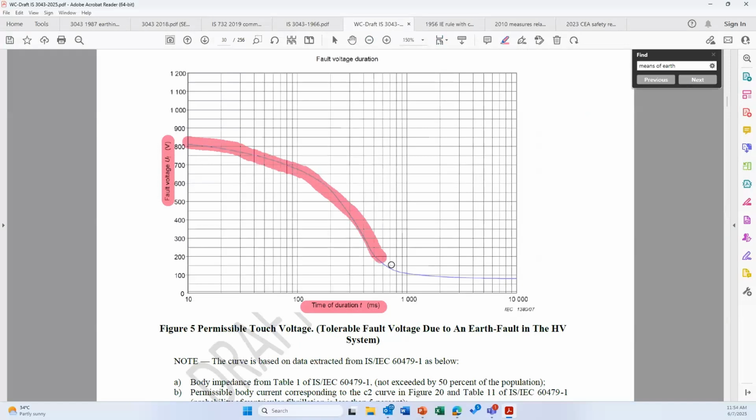Now there is a graph. Always the idea is the touch voltage has to be lesser than this, within the tolerable limit. Means if the disconnection time is 100 millisecond, then the maximum allowed potential is, let's say, something about 750. If the disconnection time is something about 1 second, maybe the voltage is something about 100 volt. So from this particular table, you can very easily find out the permissible touch voltage.